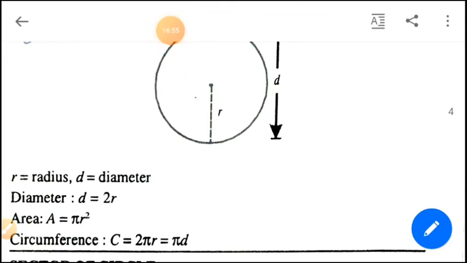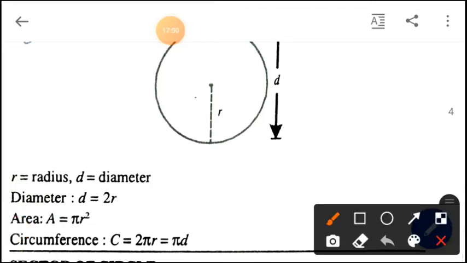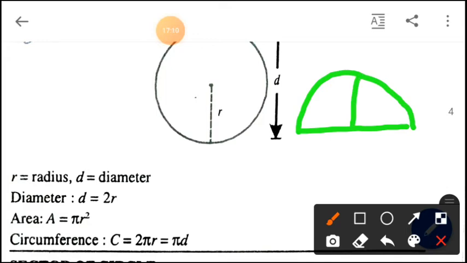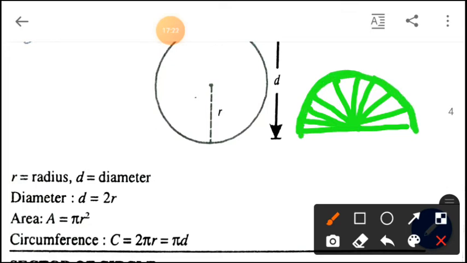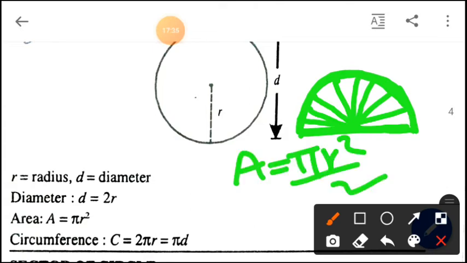For a semicircle means half of the circle. If we want to find area of a semicircle, this is semicircle. This is the radius. We can take anywhere. These all distances are equal. This distance is called radius. If we want to find area of a semicircle means half of the circle, area is equal to pi R square by 2.